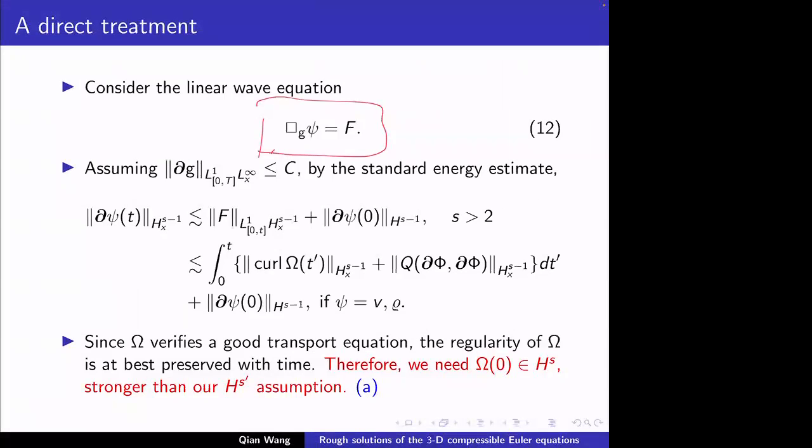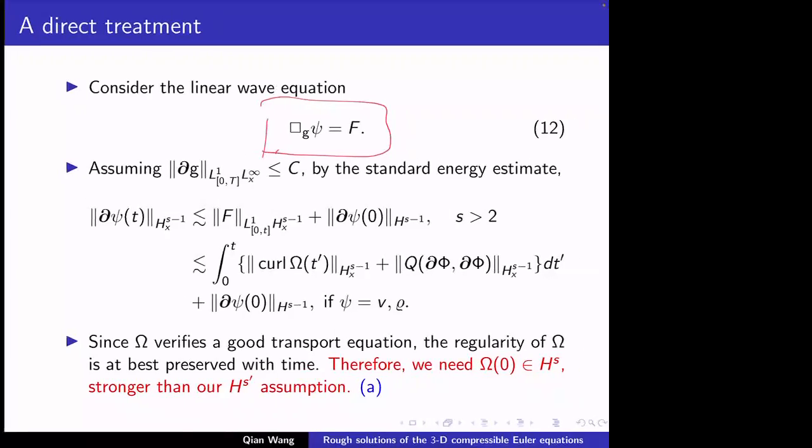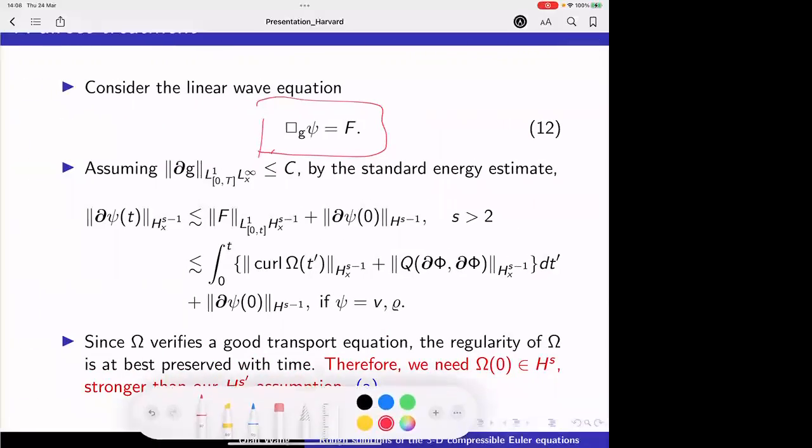Suppose we are going to just treat it directly, and you may wonder, what is the assumption that we need for the vorticity? That's the main problem I should work on, right? So let's see. Now I'm going to run this direct treatment. We consider the linear wave equation, and we start with the bootstrap assumption. With the help of this, we can run energy arguments, and have the standard energy estimate for the linear wave equation. The right hand side is rather standard. Then you plug in the right hand side of the equation for the Euler equation, box g v, box g rho, and you can find that the right hand side becomes this.